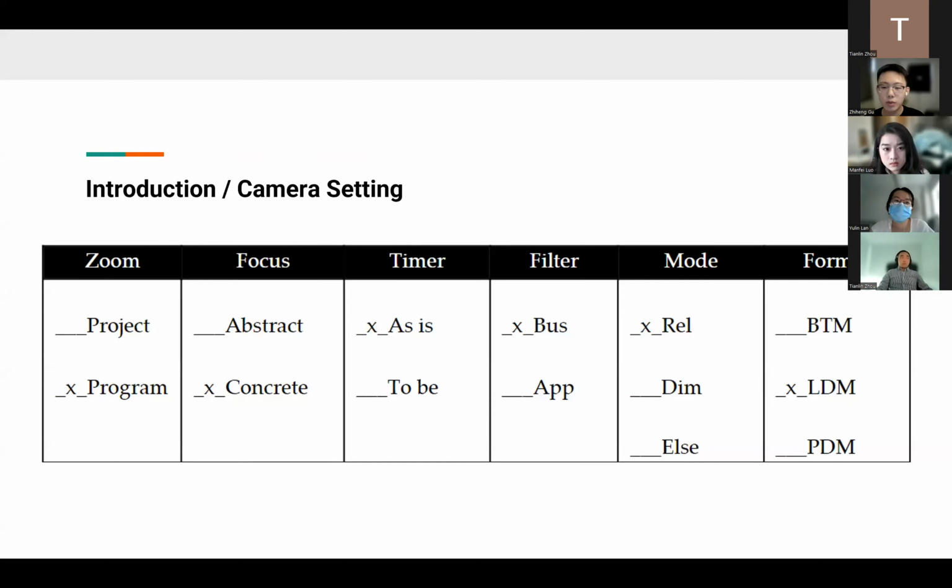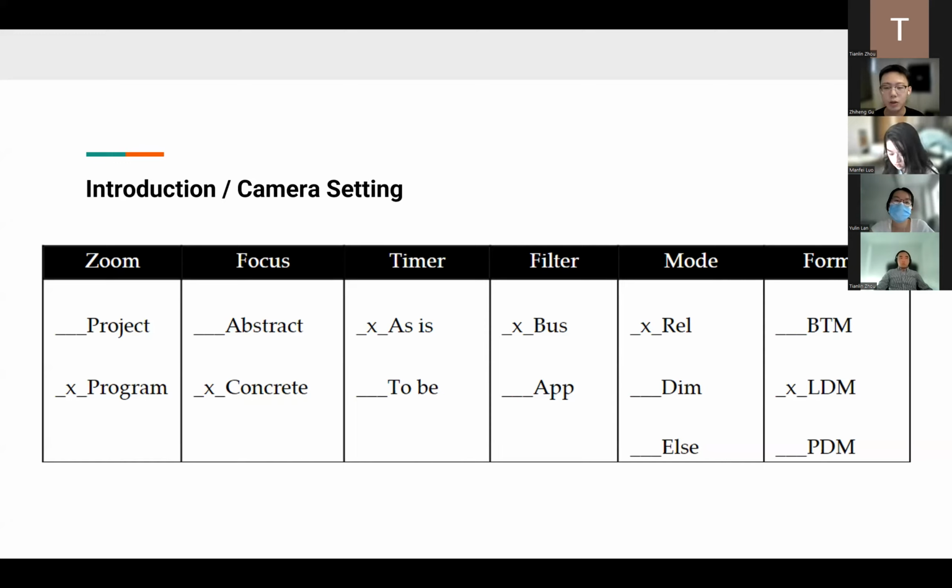Let's go straight to the point and first look at the camera settings. We did our group project based on the camera settings, as we want not only a right model, but a correct one. Firstly, this is a program scope model. It means we need to consider the model in a more strategic way.